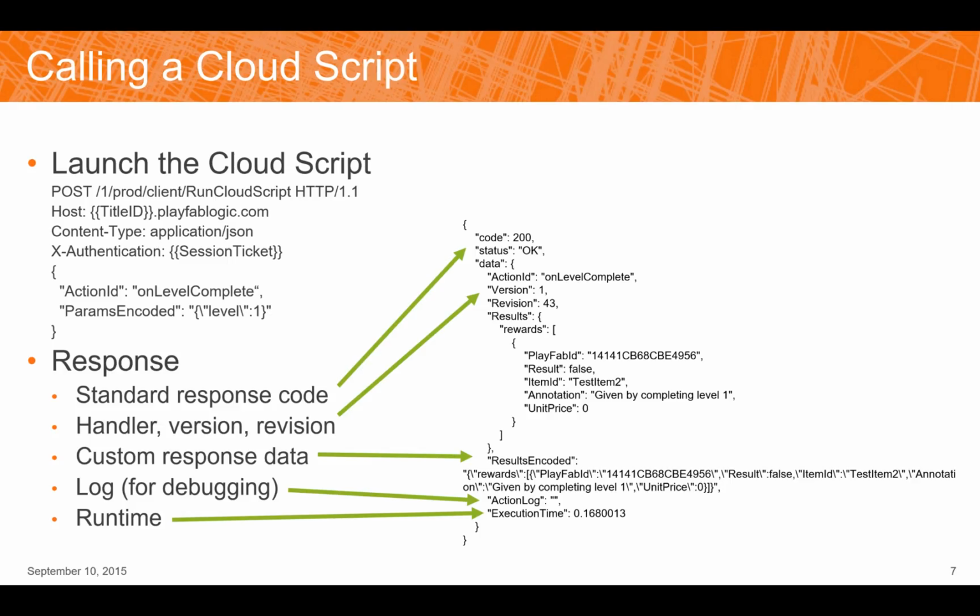The custom response data that comes back is the actual result of the execution. You'll note that it's in 2 places. You've got the results above and the results encoded below. This is so that you can use it in whatever format that you need. There's also a log. You see action log there. We'll be talking about logging and it as part of your debugging flow in a few. Anything you log using the log functionality would show up here in the action log. And then finally, you also get the runtime. And that's just so that you have some idea of how long the script takes to execute on the back end.